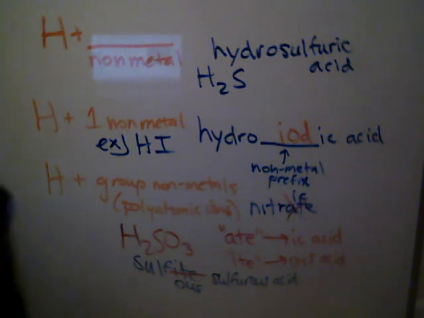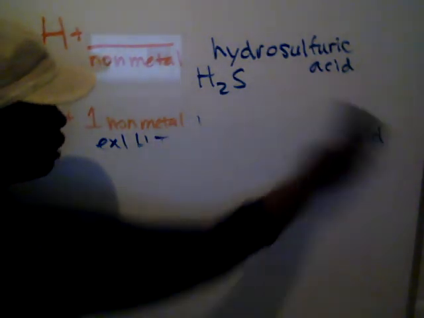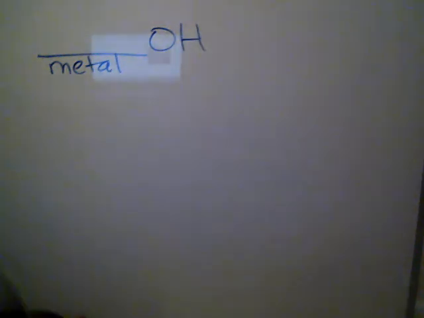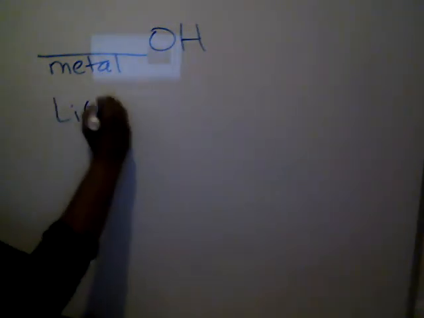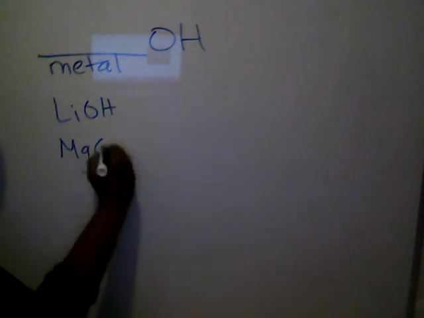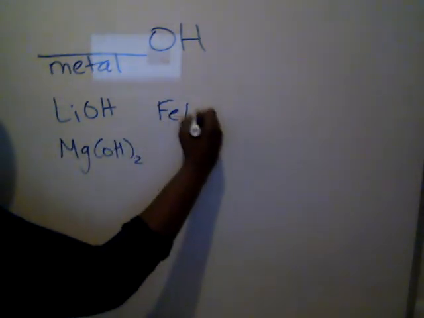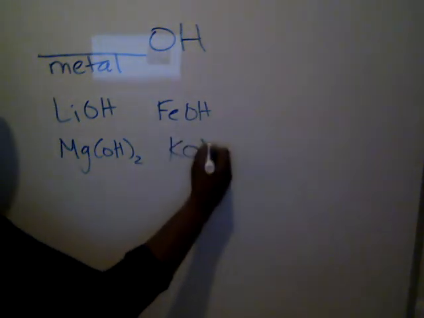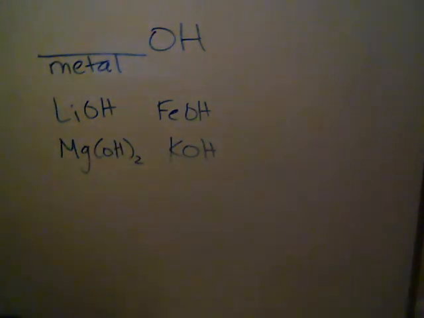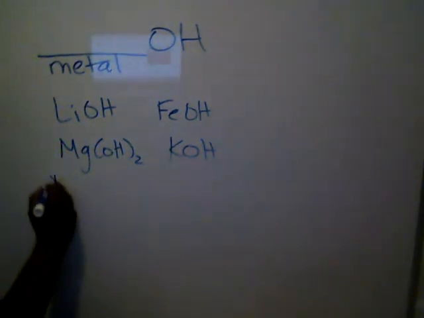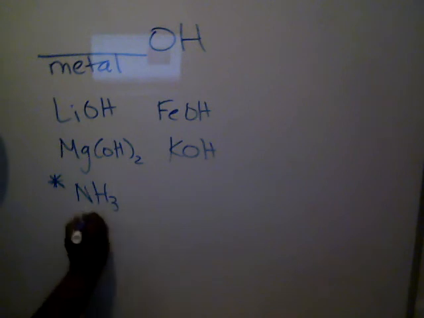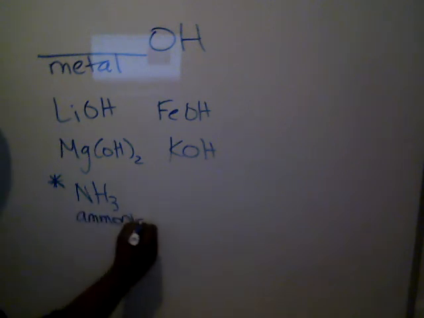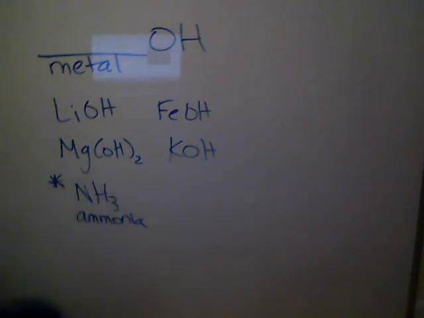So this is just reviewing how to name acids and bases. If we briefly review how to name bases, bases are really easy to name. Bases are always a metal, and we can pick any metal with the OH. So we can have LiOH, we can have MgOH2, we can have FeOH, we can have KOH. It's any metal with OH. It always has an OH in it, except for the only exception that does not have OH, which is NH3. You definitely need to know this. Ammonia is a base that actually does not have the hydroxide or the OH part.